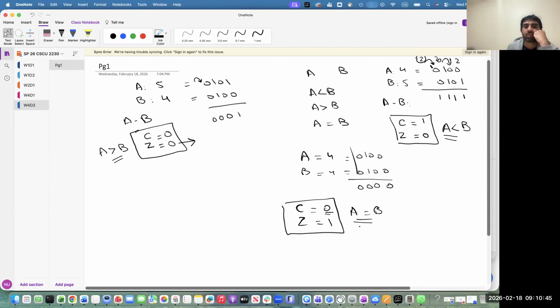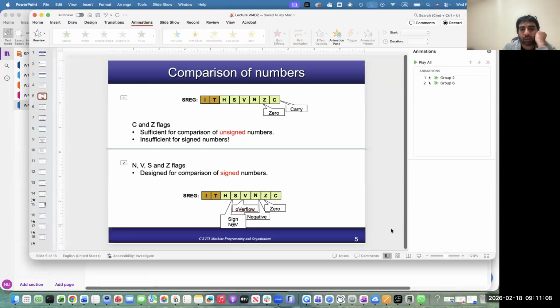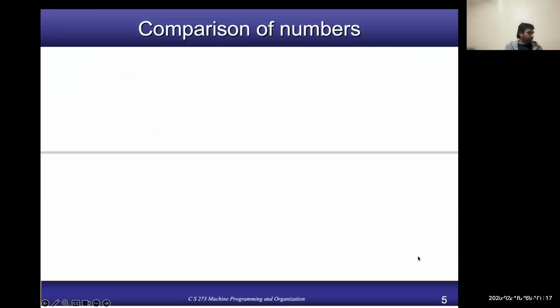So everyone with me on this? The first thing is you can directly look at C. If C is equal to 1, A is less than B. If C is equal to 0, then there are two cases. Look at the value of Z. If the value of Z is equal to 0, then it means A is greater than B. If the value of Z is equal to 1, it means A is equal to B. Okay. Is it clear to everyone? Okay, good. So then I can get back to the slides.